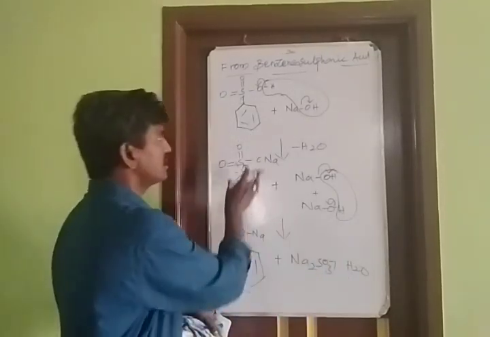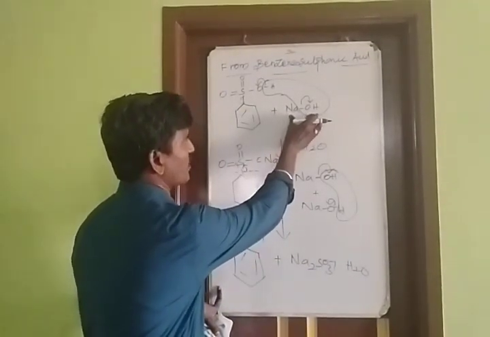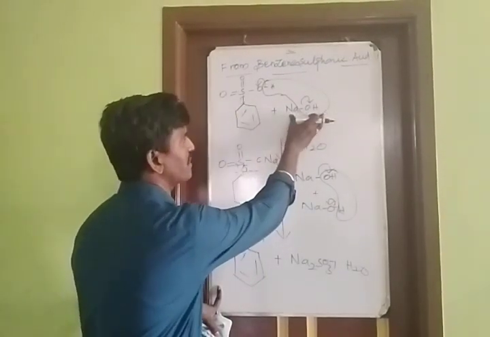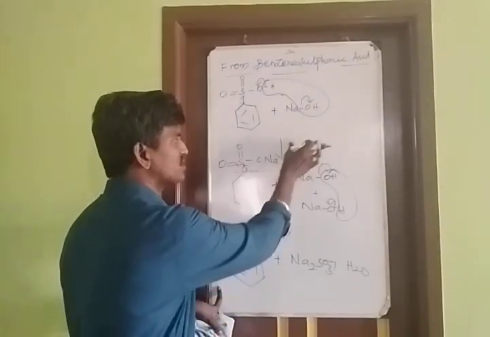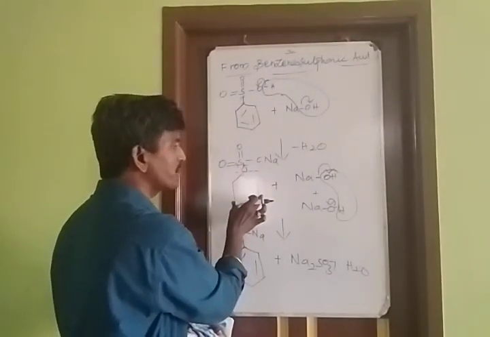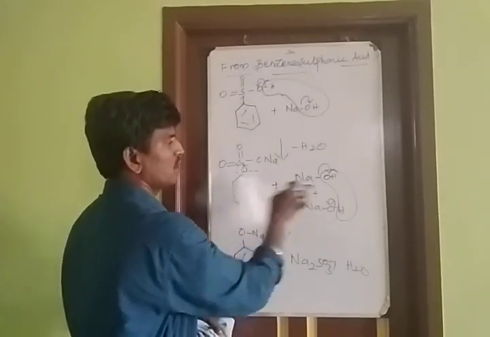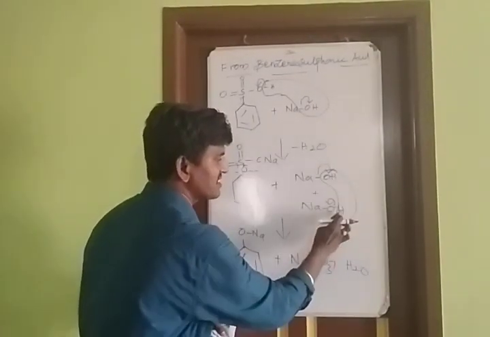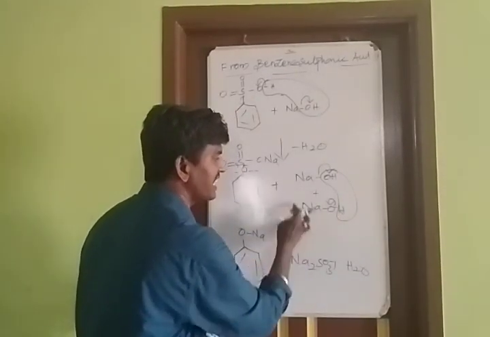Are you clear? First, benzene sulfonic acid reacts with sodium hydroxide. It is acidic in nature and this one is basic in nature. So an acid reacts with a base to produce salt as well as water. Then the sodium salt of benzene sulfonic acid reacts with 2 moles of NaOH. OH minus is combined with H plus, and 1 mole of water is removed.